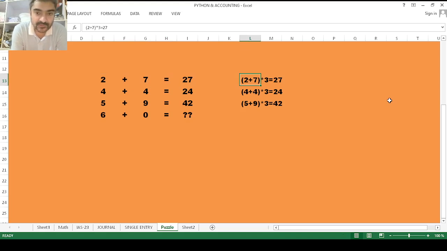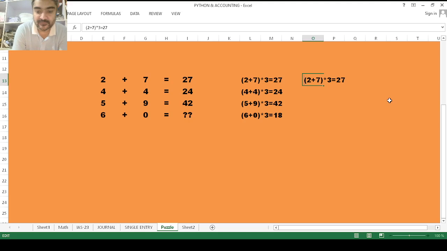So now let's apply this to the last equation. 6 plus 0, you know it very well, is equal to 6. If we multiply it by 3, it will come out to 18. So this is the pattern. Actually we add up the numbers then multiply by 3. Let's solve it in Excel.